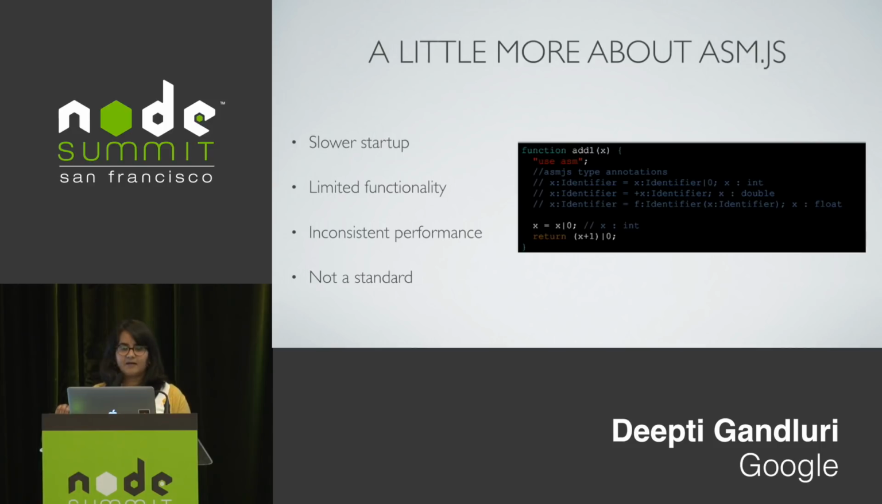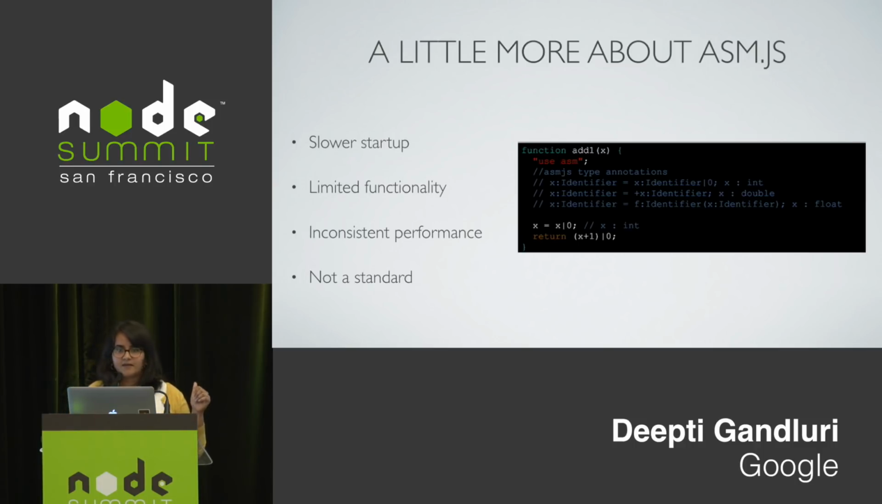ASM.JS is still a subset of JavaScript, so there's a whole bunch of things that you can't actually use, like 64-bit integers. If you have unaligned loads and stores, you need to mask them. It's, again, harder to get to CPU-specific features. The other thing is that even though you're giving the engine a hint that says use ASM, on a validation failure, this falls back to regular JavaScript. So the performance in this sense can be inconsistent.